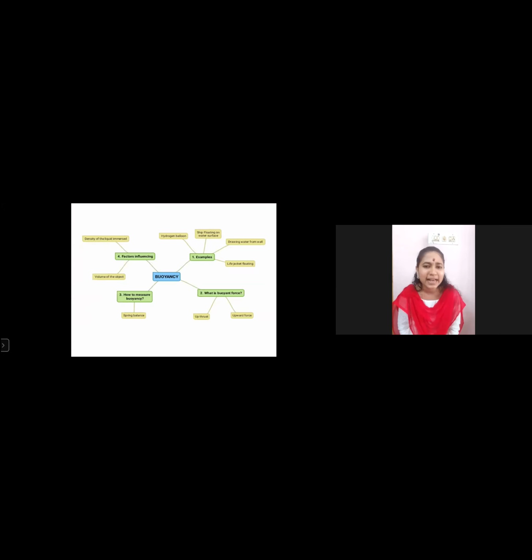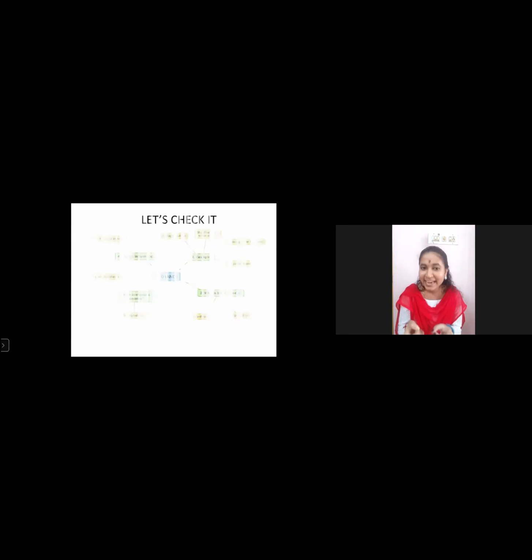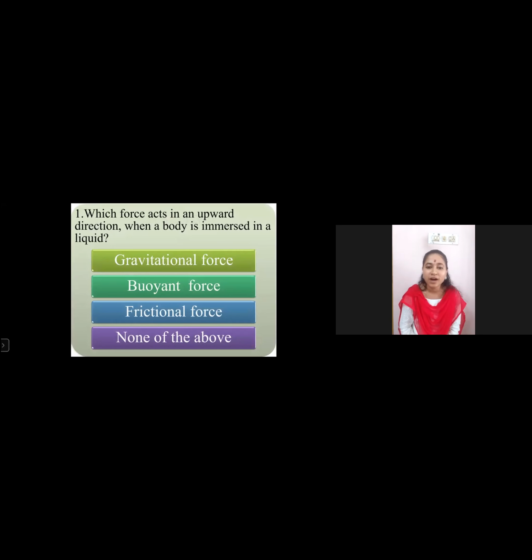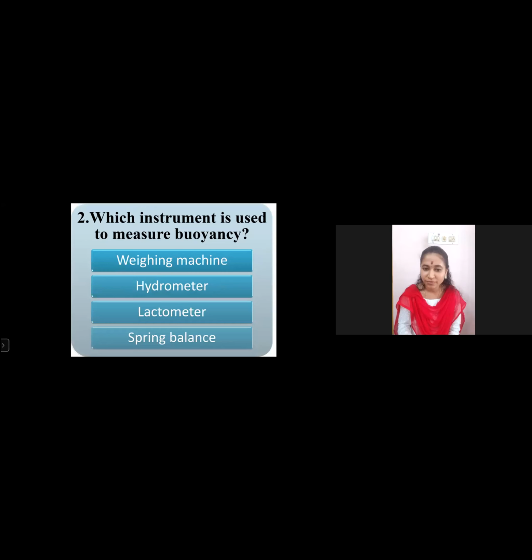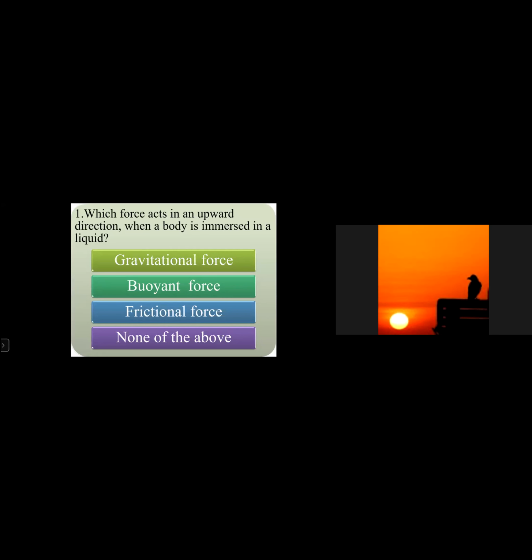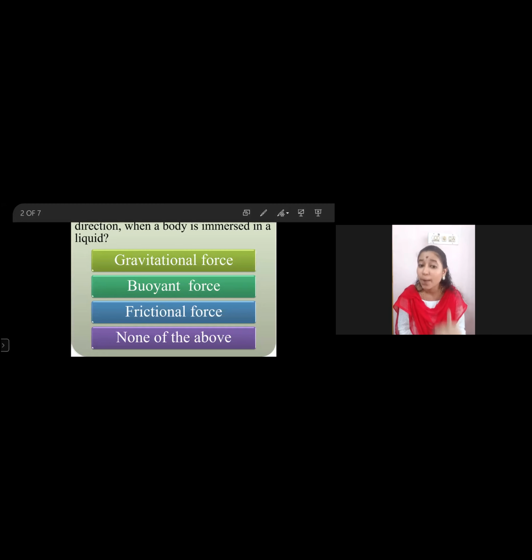So now let's refresh what we have studied, and for checking it, we have some questions with us. So let's check it. Here comes the first question. Which force acts in an upward direction when a body is immersed in a liquid? A. Gravitational force. B. Buoyant force. C. Frictional force. And D. None of these. It is buoyant force. Yes, buoyant force is the upthrust or the upward force.